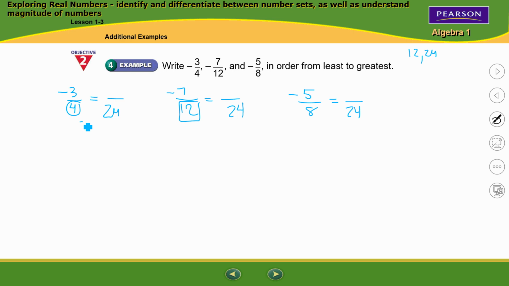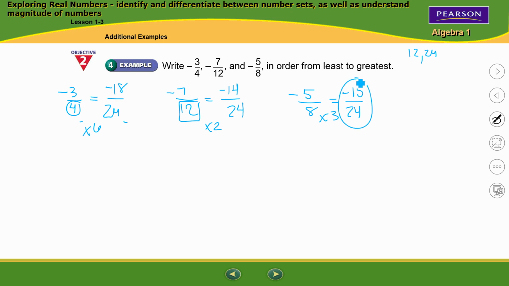How do I get from 4 to 24? I have to multiply by 6. So top times 6 as well is negative 18. How do I get from 12 to 24? I have to multiply by 2. Negative 7 times 2 is negative 14. And 8 times 3 is 24. So negative 5 times 3 is negative 15.